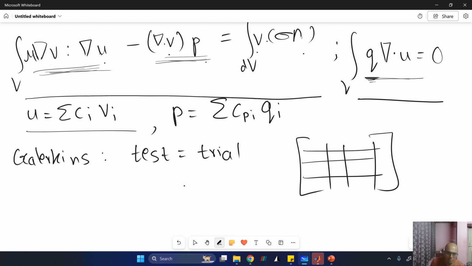So we'll look at all of that, but first let us clarify why you have your pressure test function here, right? So let's do it by looking at the concept of the Lagrange multiplier.